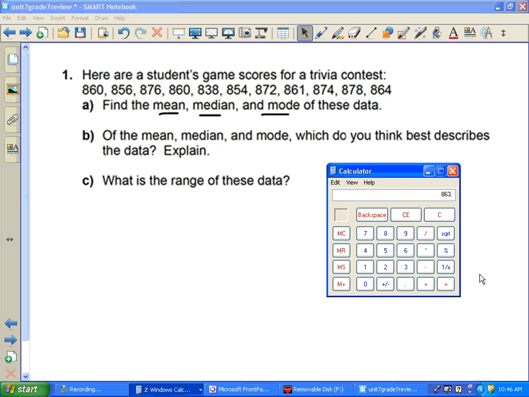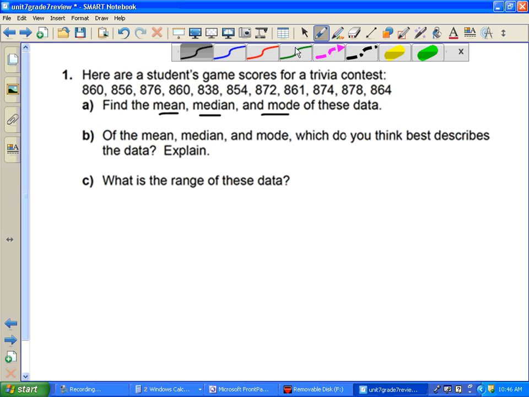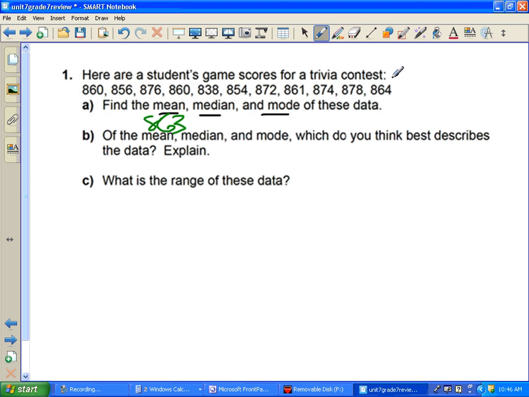And my mean in this case is 863. So simply by adding up all these and dividing by the number that I had added, which is 11. If I look at the median, I have to put these in order from least to greatest or greatest to least, and then see which one is in the middle. And when it's all said and done, 861 will be in the middle.